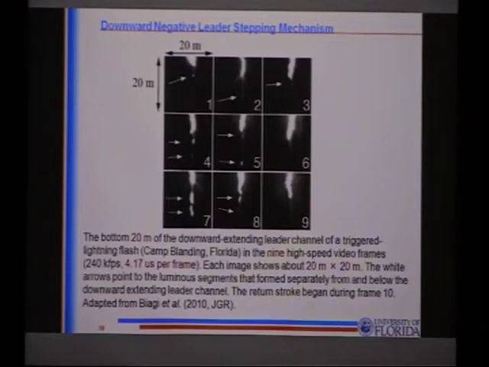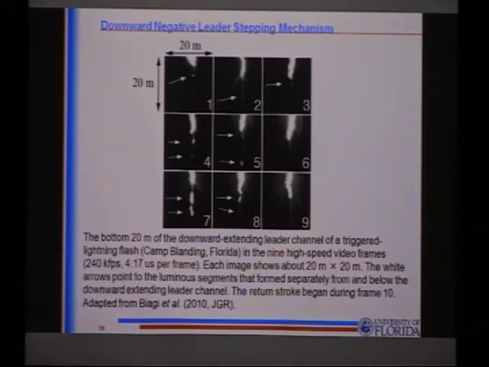So what you see here are 9 frames of a high-speed video camera showing the tip of the descending stepped leader. The size of each frame, actually this is a portion of the frame, is 20 by 20 meters, and it is 4.17 microseconds per frame. And the altitude of the leader tip is progressively lower with increasing frame number.